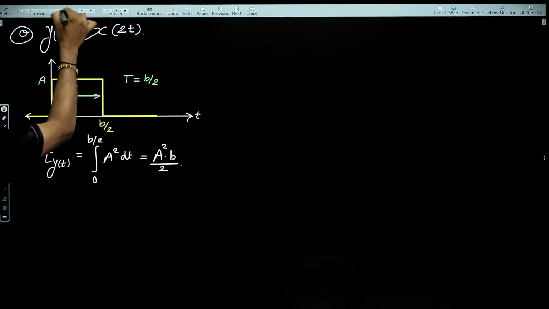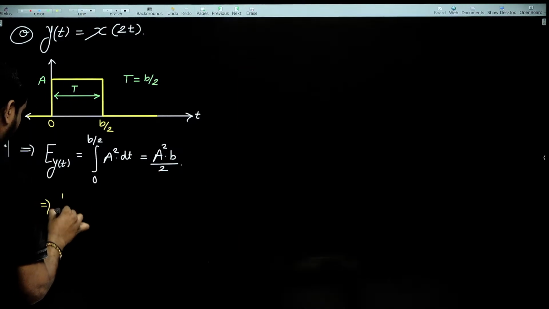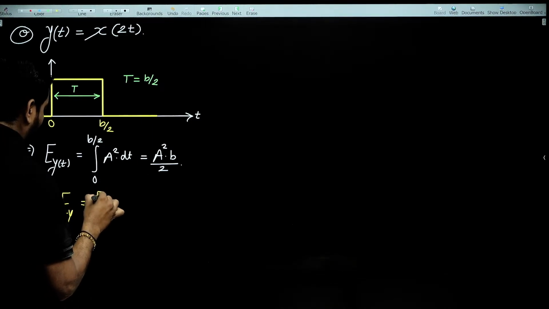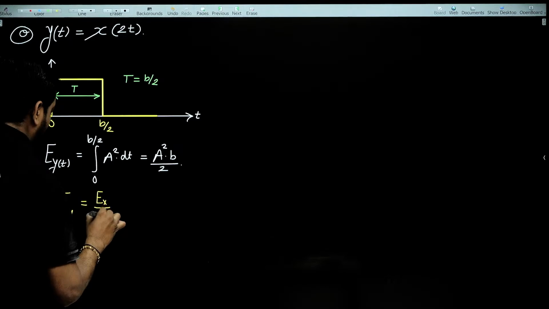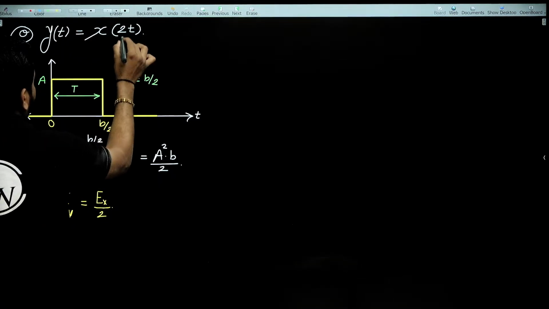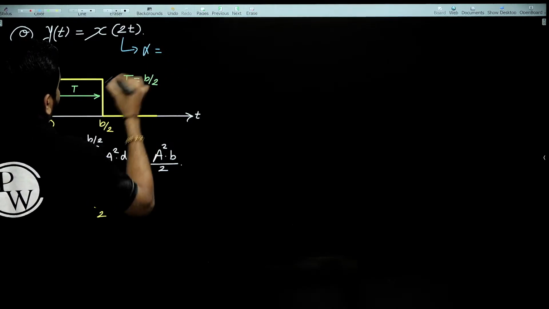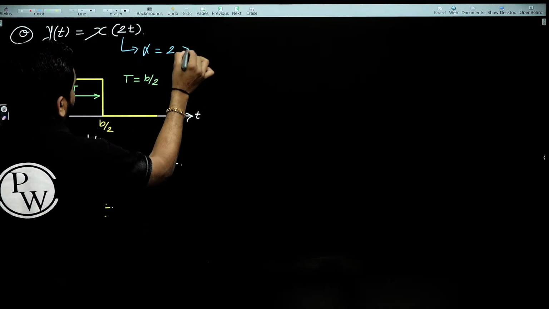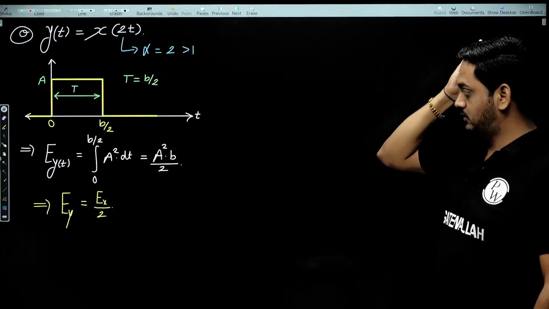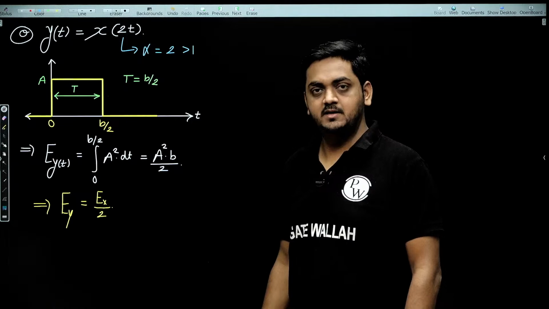So we can write here that the energy of this y of t is nothing but the energy of x of t divided by 2. What is the scaling factor? The scaling factor is 2, greater than 1, time compression. Clear? So the energy is Ex by 2, guys.